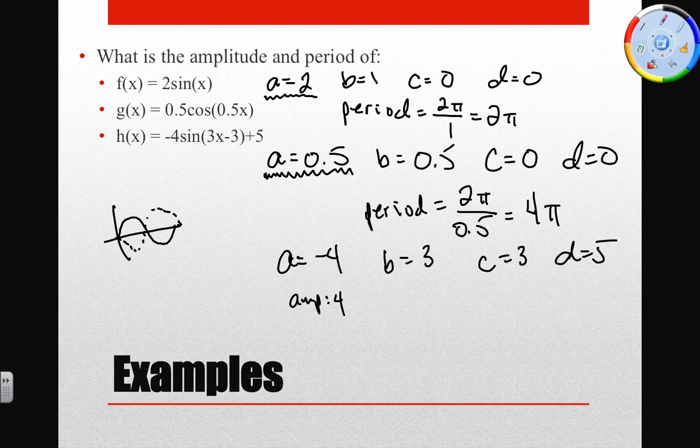Okay, the period for this function, 2 pi over B. So it's just 2 pi thirds, so I don't need the equal sign there. And obviously we have a phase shift and a vertical shift, but that's not important for the question that we're answering here.